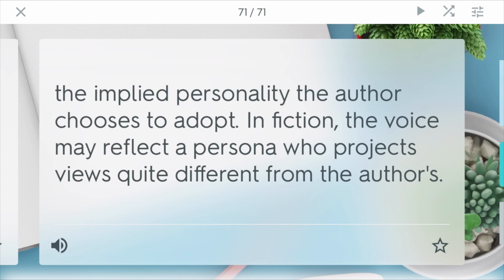Finally, voice is the implied personality the author chooses to adopt. In fiction, the voice may be the same as the author's or reflect a persona that projects quite different views from the author's, as a complete antithesis.